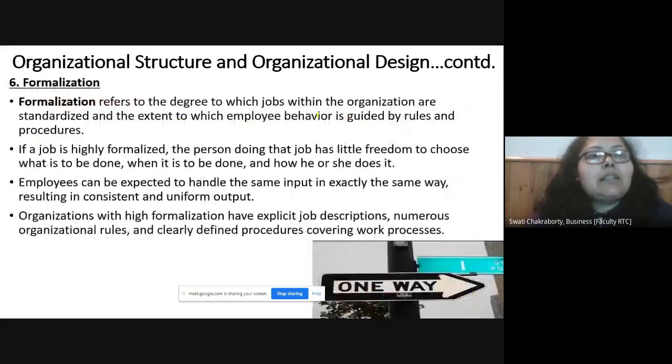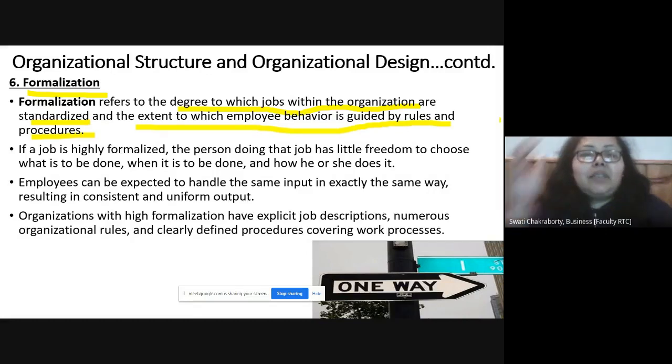Okay, next is formalization. Formalization is the degree to which the jobs in an organization are standardized, and also the extent to which employees' behavior is guided by rules and procedures, which are documented. Everything is formalized and documented. What should be the rules and regulations? You have an employee guidebook, or a code of conduct. It talks about what each position demands.